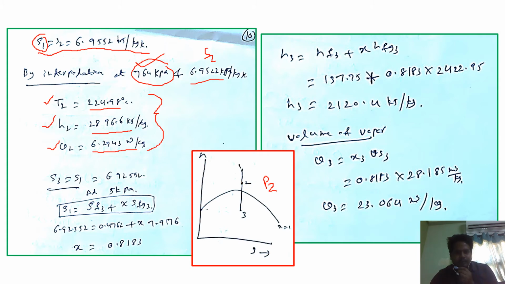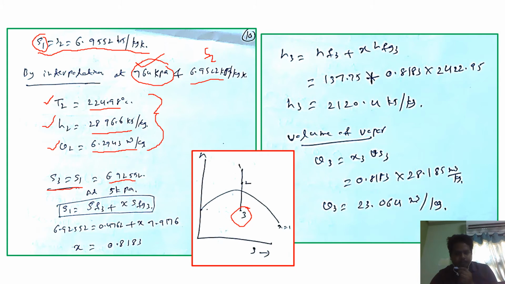Now let us find enthalpy and entropy at point 3. Here we can write S3 equals S1, because it is an isentropic process. The value is 6.92552 kilojoule per kg Kelvin.